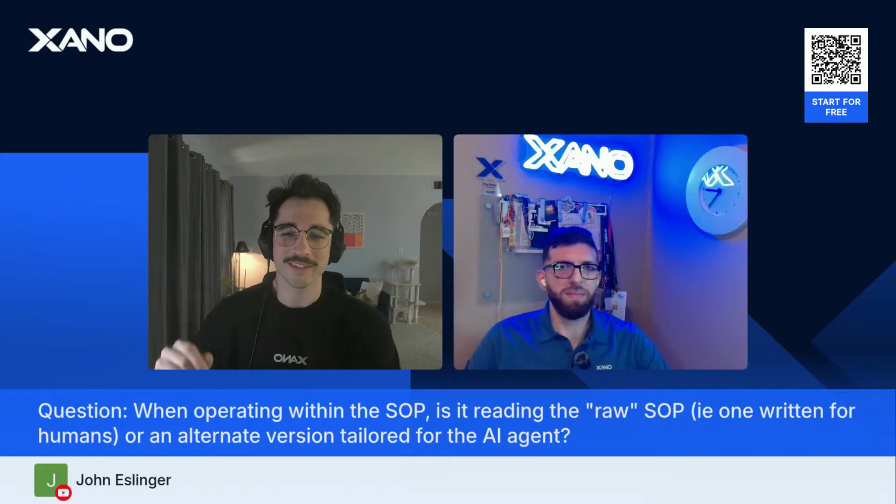When operating within the SOP, is it reading the raw SOP or an alternative version tailored for the AI agent? Great question. I think in the deeper dive video you'll be able to see actually how it's presented. But our SOPs are actually natural language. We wrote it out just like a human would. And so it makes it really easy. We even put step 1, do this, step 2, do this, step 3, do this. So you could say it's tailored for the AI agent, but it works both ways for a human and an AI agent.